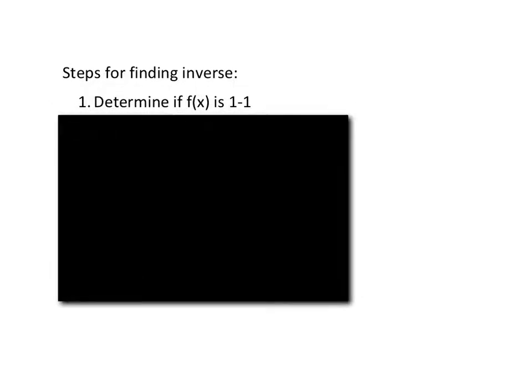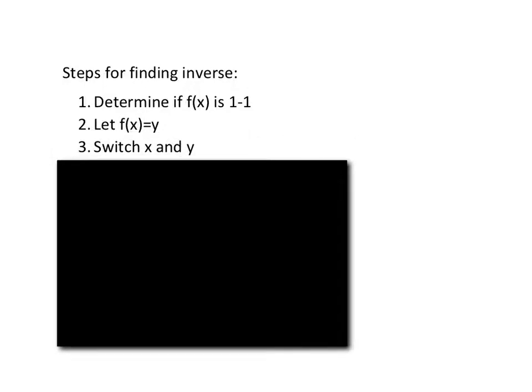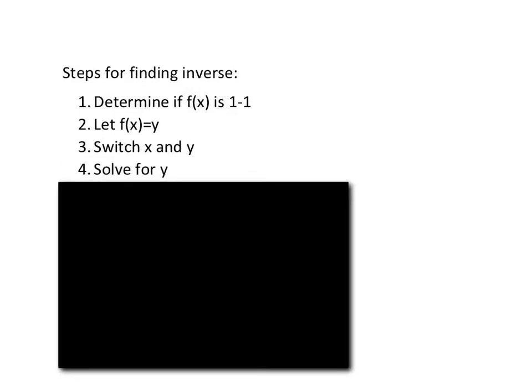The first step is you're going to determine if f of x is a one-to-one function. I will always give you functions that are one-to-one, so you really do not have to worry about this step. Step 2, instead of having it as f of x equals, we're going to change it to y equals instead. Once we change it to y equals, we're going to switch our x and y values. We're going to solve for y, so get y by itself.